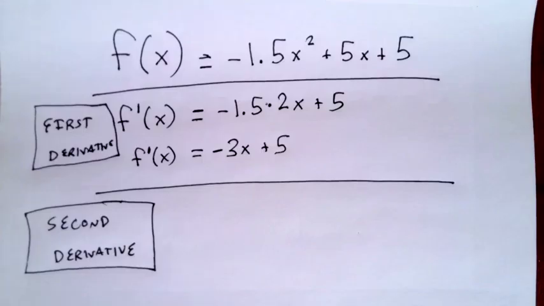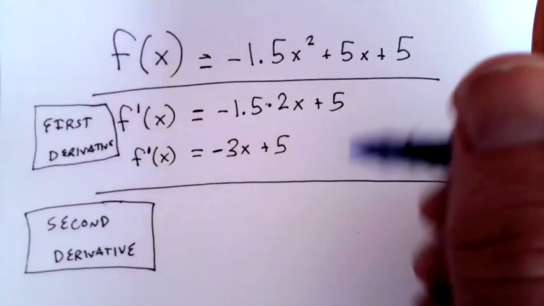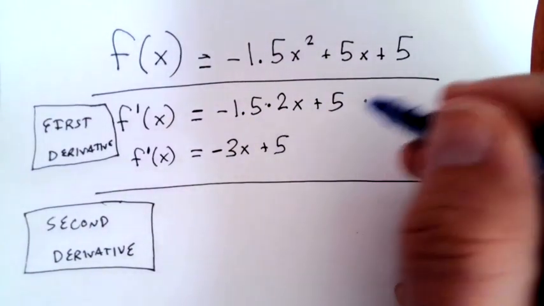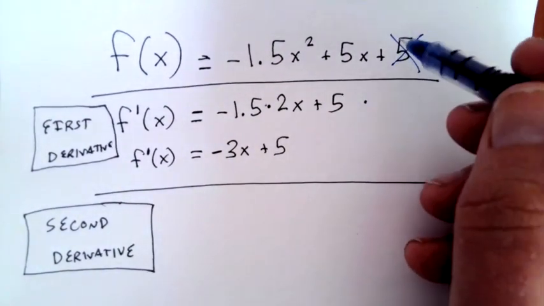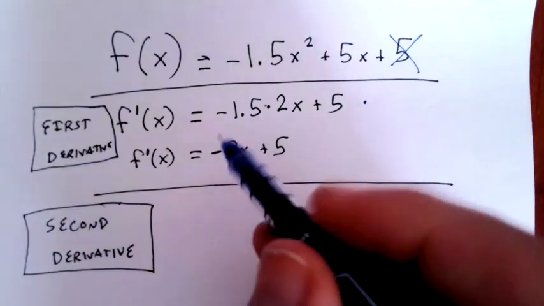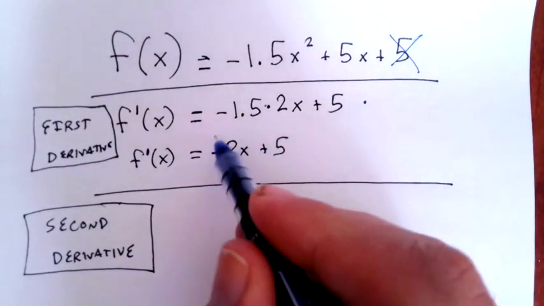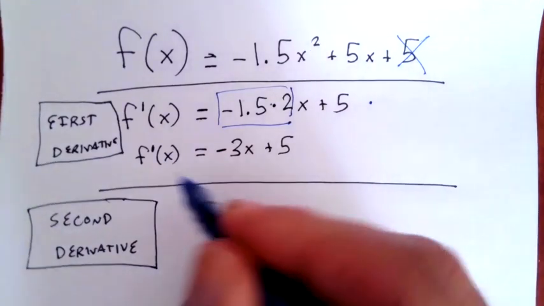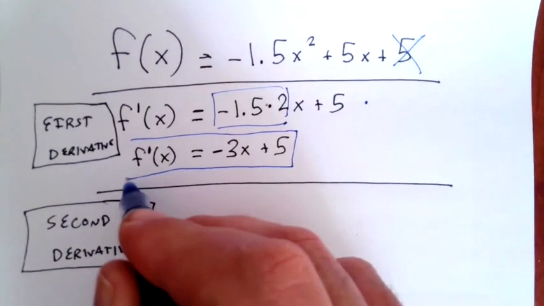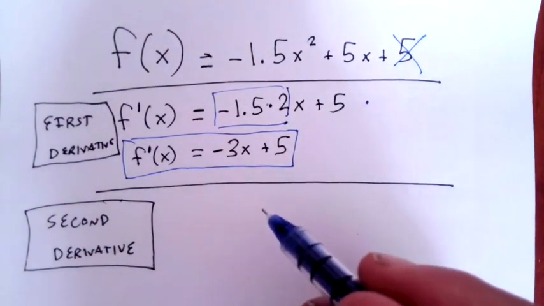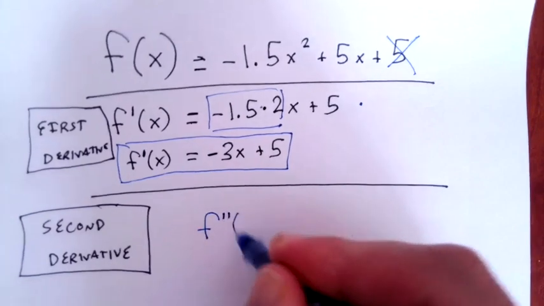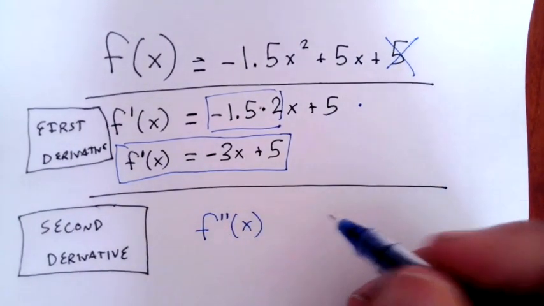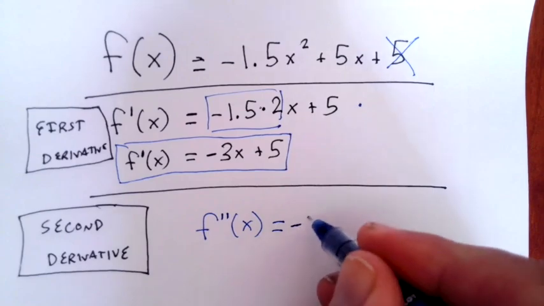So looking at this function, the first derivative is negative 1.5 times 2x plus 5. This plus 5 goes to 0 because it's a constant. Clean this up a little bit. Negative 1.5 times 2 is 3. So the final answer for my f prime of x is negative 3x plus 5. When I go to take the second derivative, I get that f double prime of x just becomes negative 3.